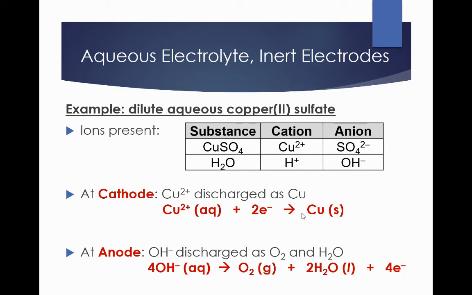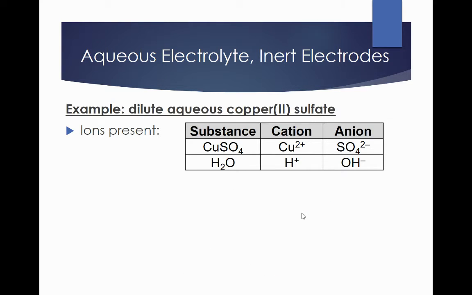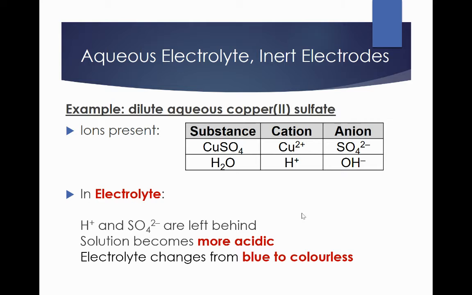Okay. Now, next, within the electrolyte, because your Cu2+ and OH- are being gotten rid of, what remains will be H+ as well as SO4 2-, and this actually produces your sulfuric acid. This means your solution becomes more acidic over time.